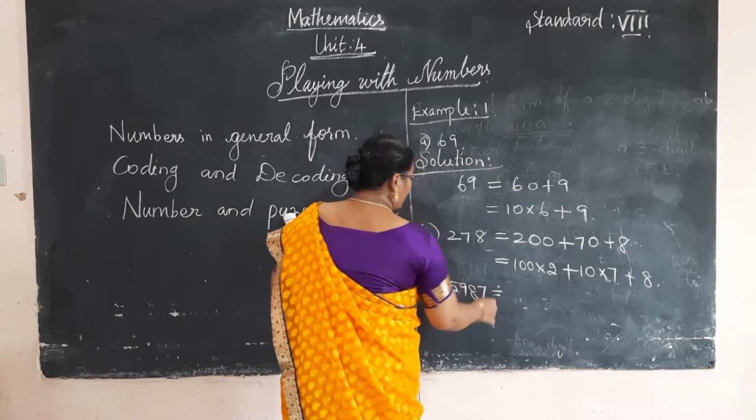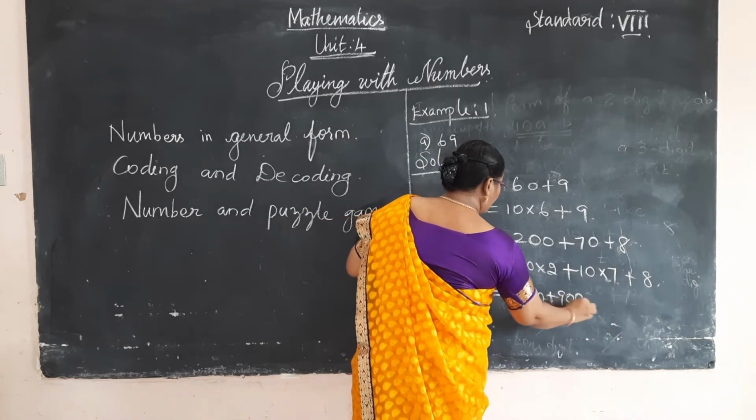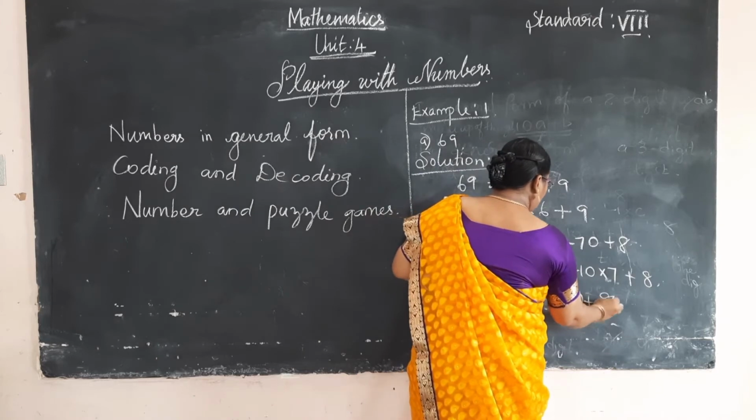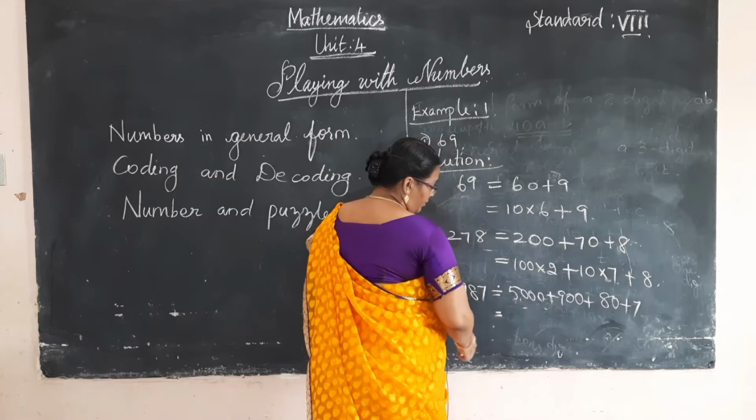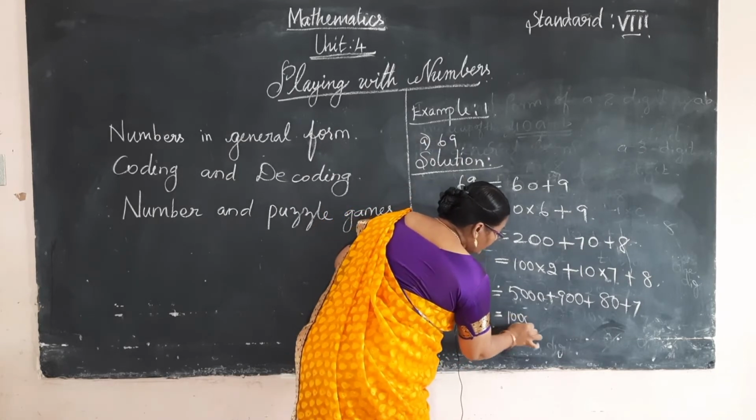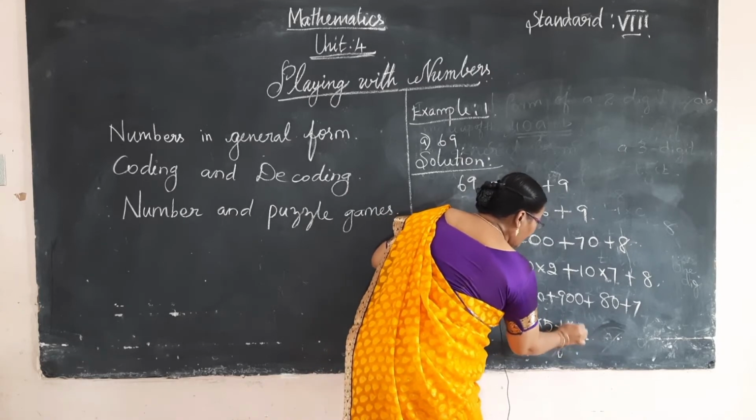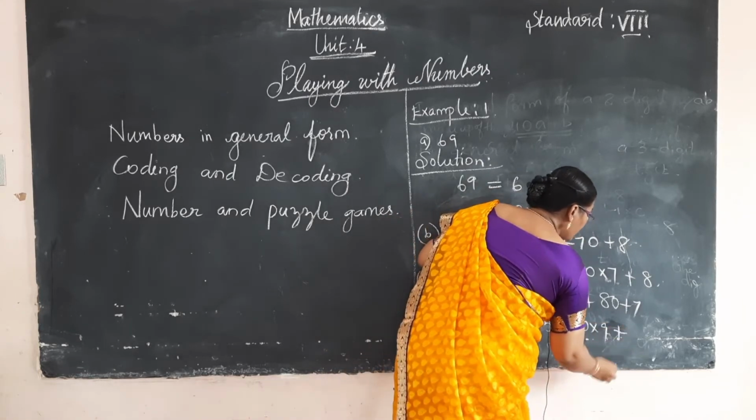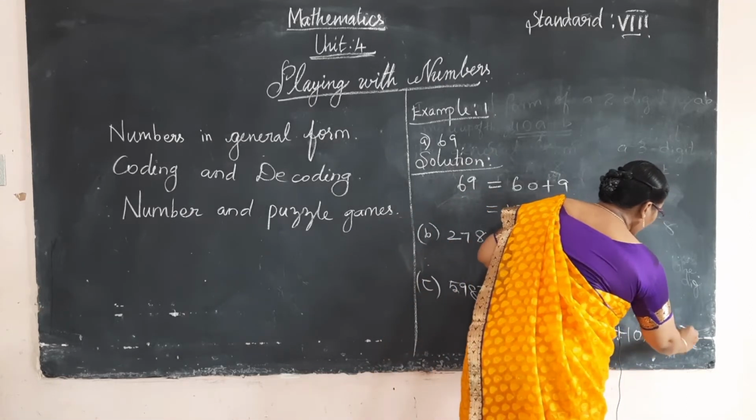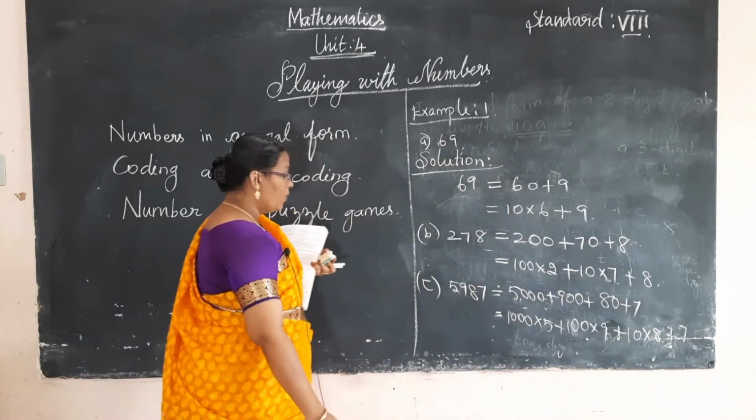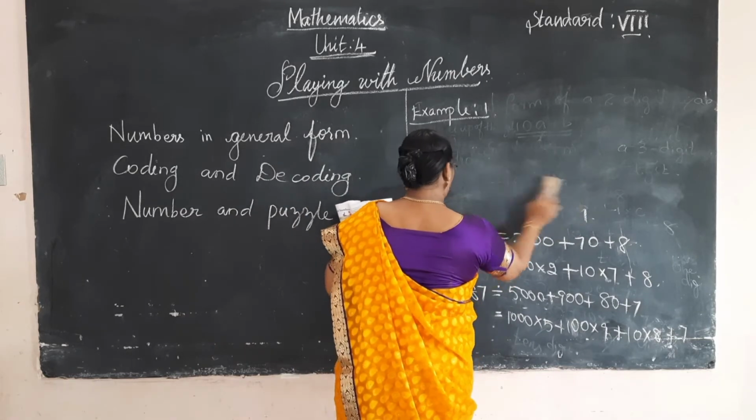5987. So 5000 plus 900 plus 80 plus 7. How do you write? 1000 into 5 plus 9 hundreds into 9, plus 8 tens and 7 ones. Okay, and the C problem is completed.